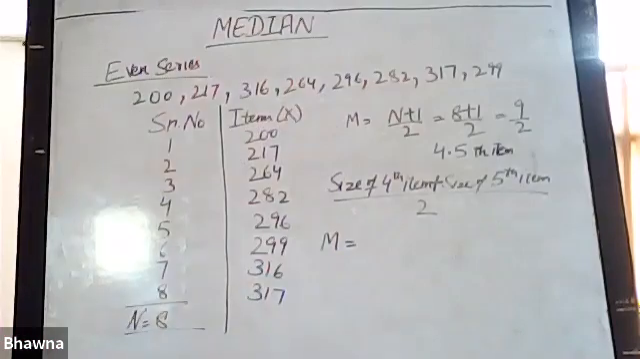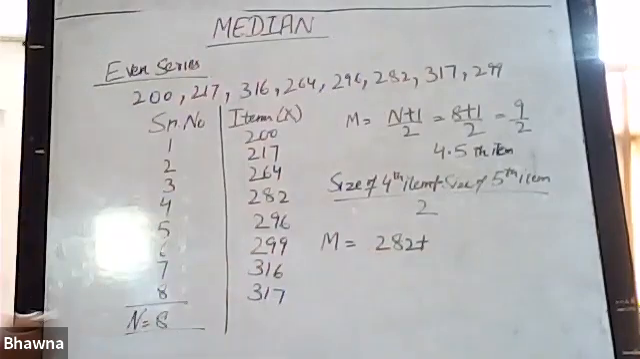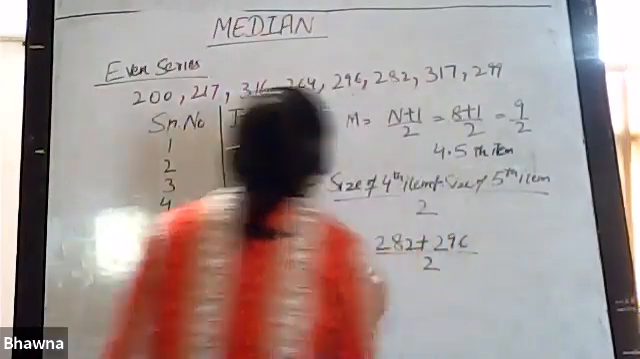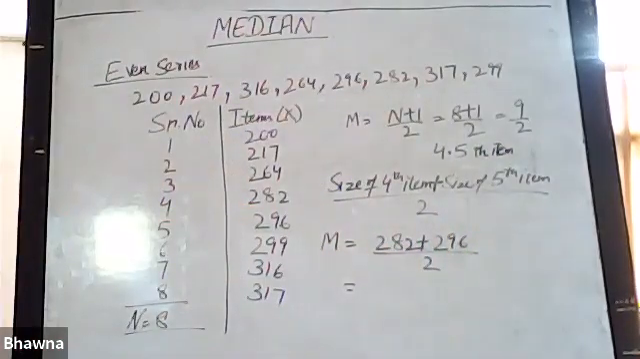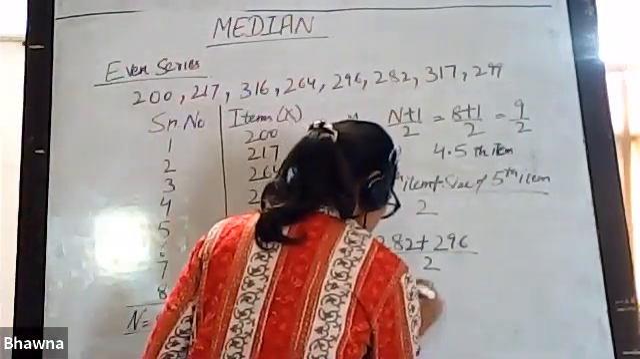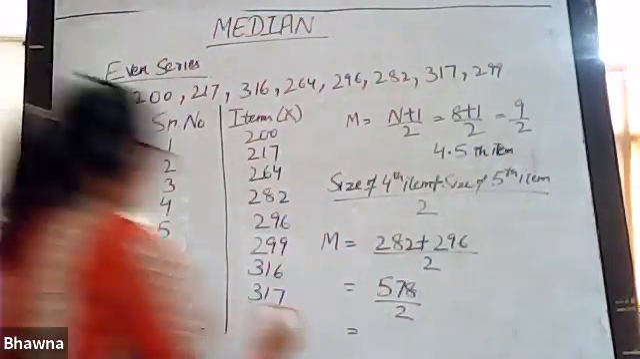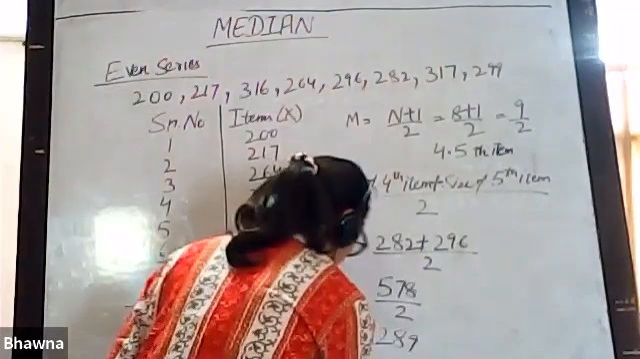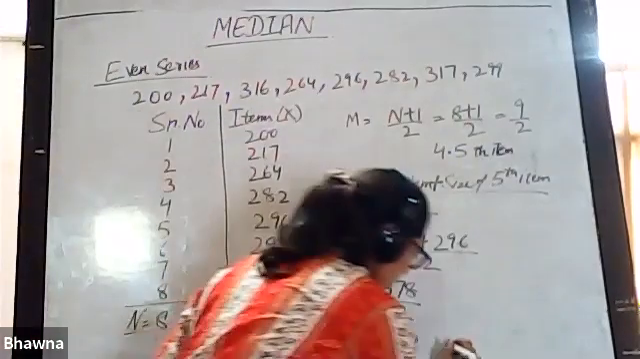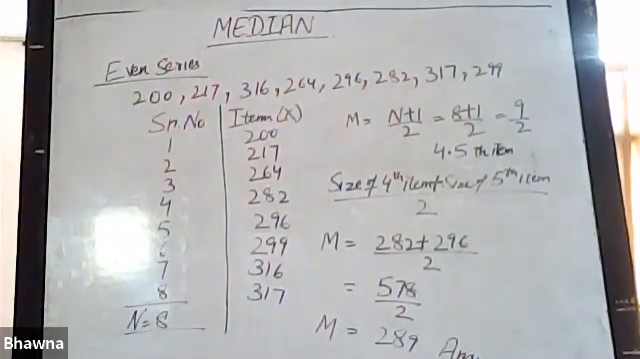So the value of the fourth item is 282 plus 296, divided by 2. 282 plus 296 divided by 2, that is 578 divided by 2. So now we have to solve this. This is 289. So the value of the median is 289. Here is your answer. So this is all about the median with an even series.